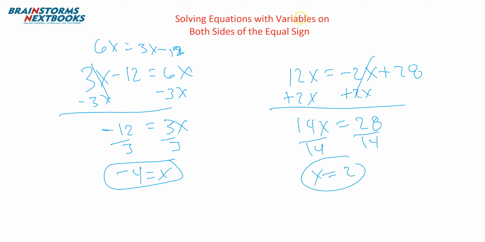So solving equations with variables on both sides of the equal sign, first thing you do is don't be cool with that. Move the variables so you don't have variables on both sides, and then you have a normal algebra problem, and then you can totally bust it out.